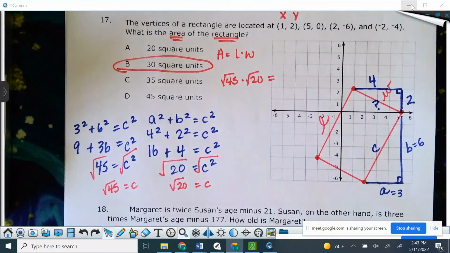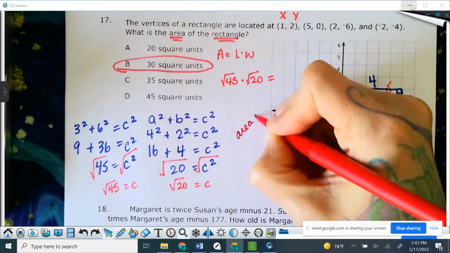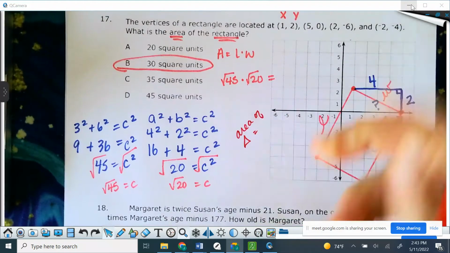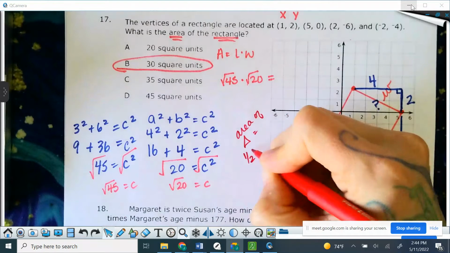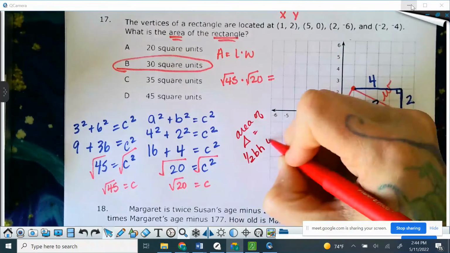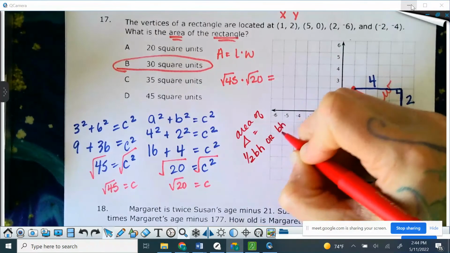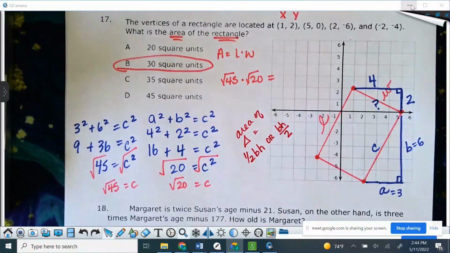Just a comment to throw out there, maybe worth making note of. Area of a triangle is another one that I've seen pop up in some places when I'm looking for a review. And that's 1/2 base times height. Or depending on your teacher in middle school, it might have been base times height over 2. So that's the area of a triangle.